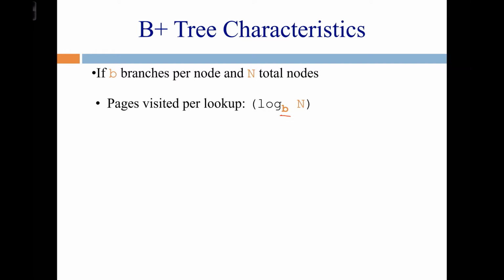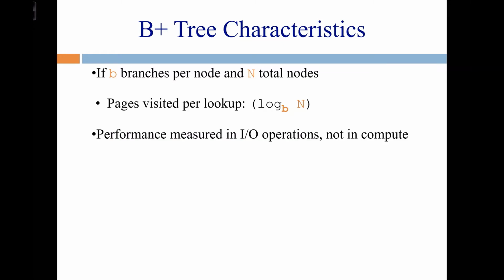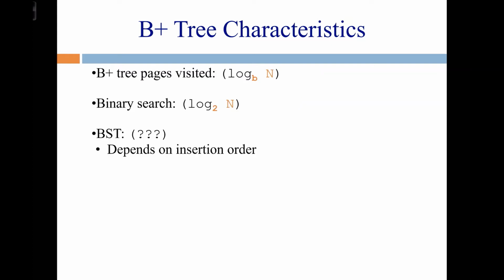That's what we want. Because remember, the performance is measured in terms of disk operations, I/O operations, not in compute. There will be slight differences in terms of the computational requirements of a B plus tree versus a binary search tree, but they're minimal anyway, and that's not what we care about. We care about I/O operations. So let's look at a few different options.